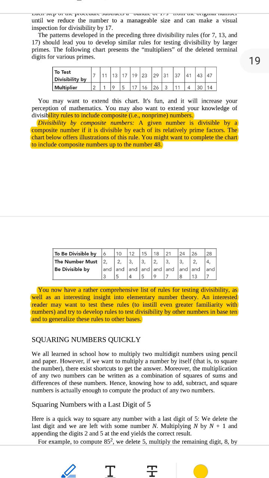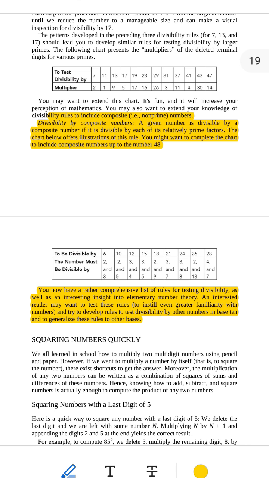4. Divisibility by composite numbers, the main rule. If we want to check if a number is divisible by a composite number, we can break down the composite number into its relatively prime factors. If the number is divisible by each of these factors, then it is also divisible by the composite number. Example with the number 6. 6 is a composite number. It has relatively prime factors, 2 and 3. If a number can be divided by both 2 and 3, then it is also divisible by 6.